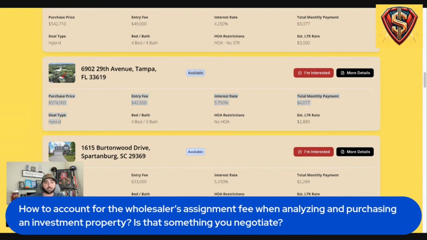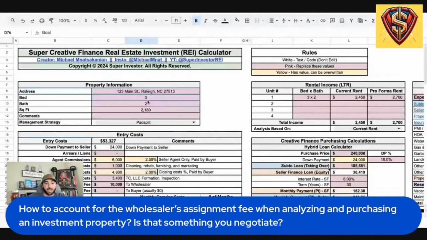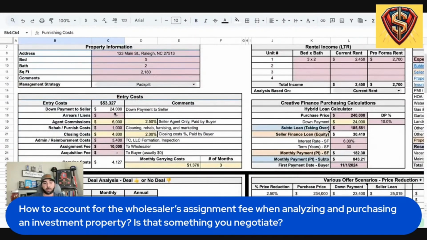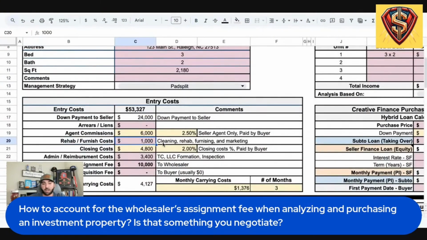Because let's look at the spreadsheet. The $42,000 is going to be the entry cost for your deal, right? We talked about for the pad split specifically, we're also adding costs to build the bedroom and furnishing costs, right? But there's entry costs it takes to buy the property, which collectively accounts for the down payment to the seller, any arrears or liens. So if the seller missed mortgage payments, or there's liens on the property, then you get those paid off to purchase it. If there's an agent involved, you're paying this agent a commission. If there's any rehab or furnishing costs, right? For this as a long-term rental in this scenario, you can expand on that like we did down below. For the pad split or other management strategies, any closing costs like for the title company, transaction coordinators, whatever.